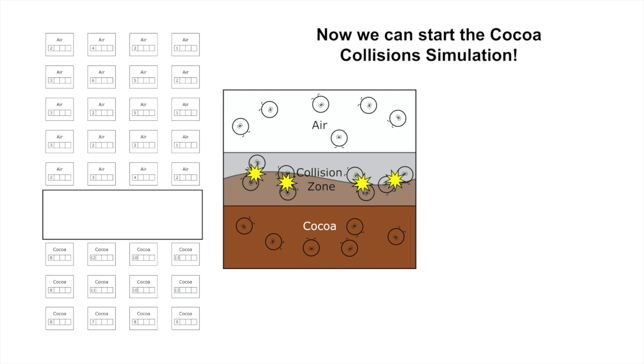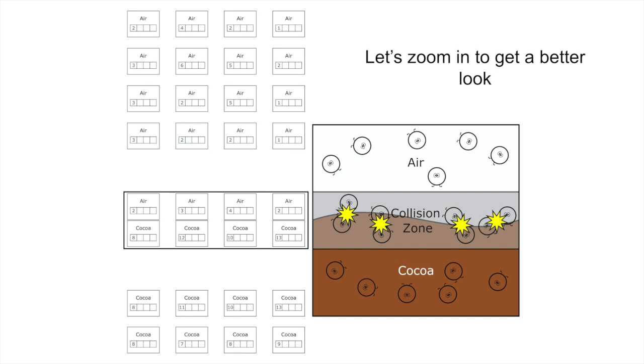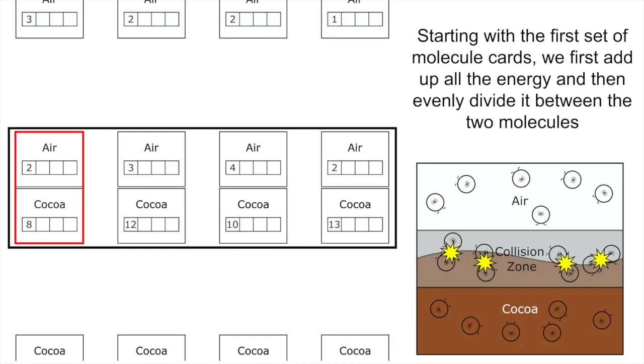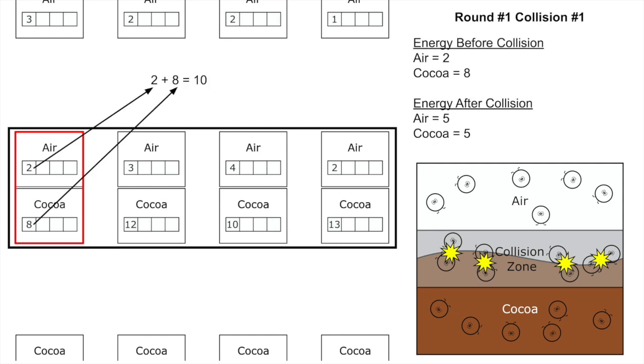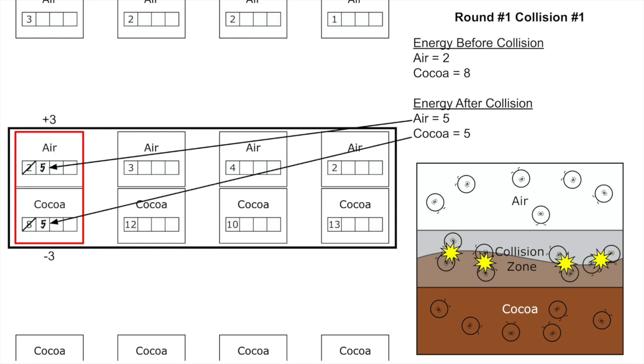For each round of the simulation, there are 4 collisions. To make things easier, let's zoom in. Starting with the first set of molecule cards, we first add up all the energy and then evenly divide it between the 2 molecules. The sum of energy between these 2 molecules is 10. Because the molecules leave the collision with the same amount of energy, both the air and Coco molecules end up with an energy of 5. And these values are written in the first empty boxes on the molecule cards.